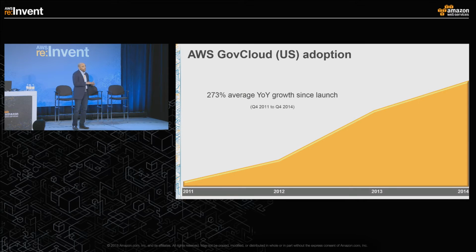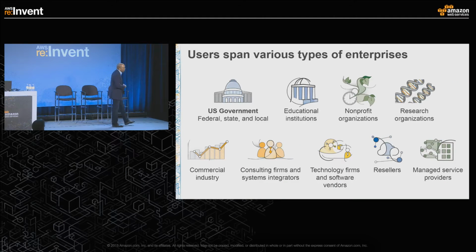launch, we've seen pretty significant growth in usage of the region to the tune of 273% year-over-year growth on average from 2011 through the end of Q4 of 2014. And I can attest that so far in 2015, we're actually trending higher than that. So it's really a testament that we see more and more customers, government-centric customers, but other customers that are not government agencies turn to GovCloud as well because of the security features and benefits of the region.